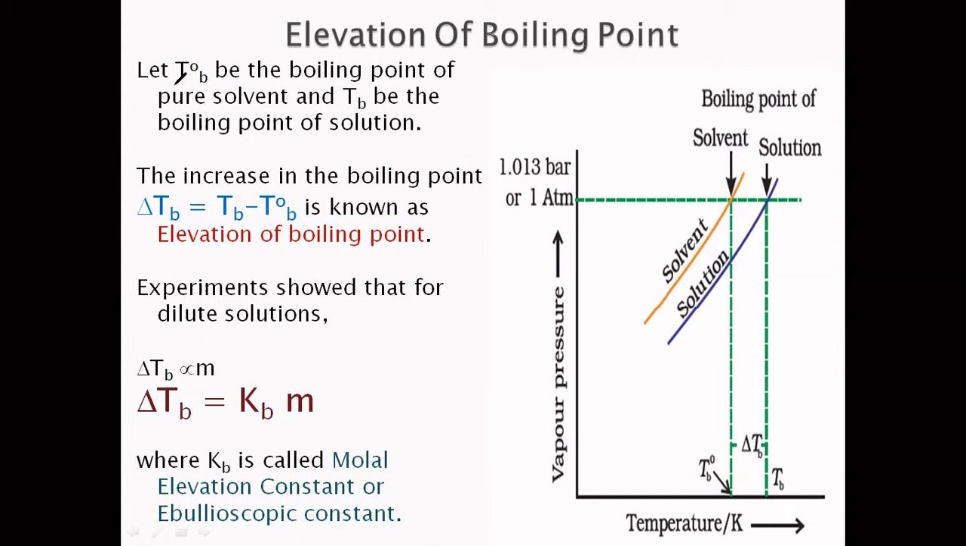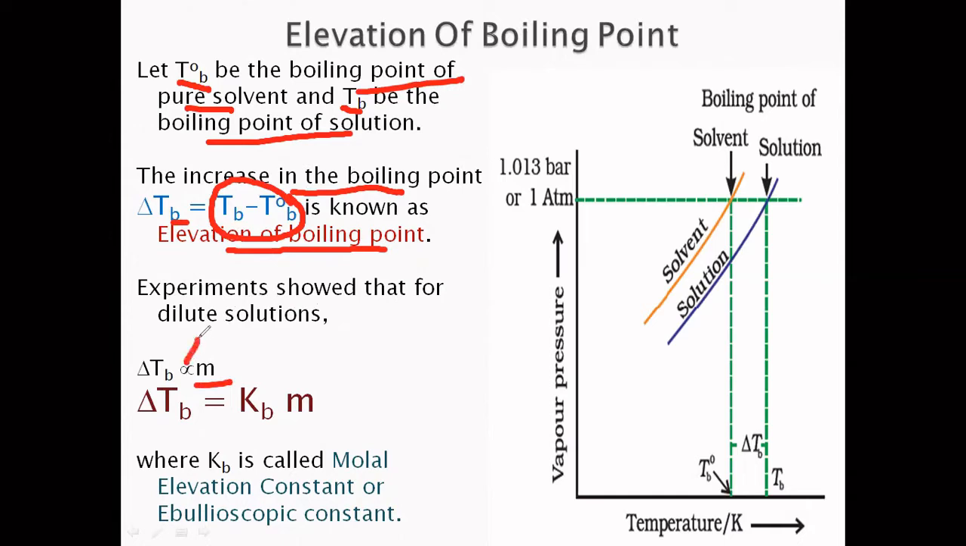Now let us represent the boiling point of pure solvent by T naught B, and the boiling point of solution is represented by TB. As the boiling point is being increased, the increase in the boiling point would be equal to TB minus T naught B, and this is equal to delta TB. B represents boiling point, and delta TB is known as elevation of boiling point, which is equal to TB minus T naught B. Now experimentally it has been proved that delta TB, the elevation of boiling point, is directly proportional to molality.